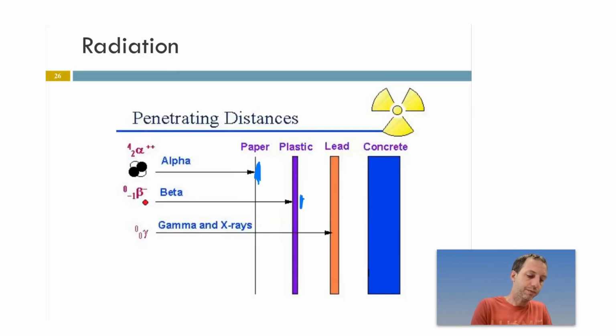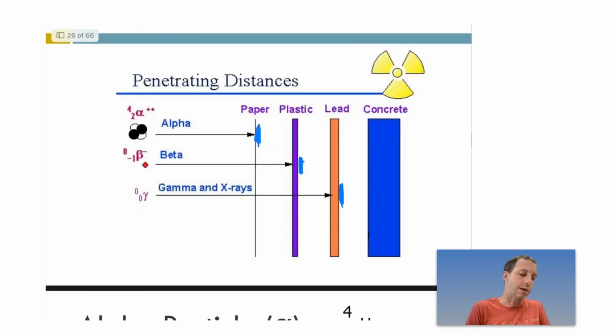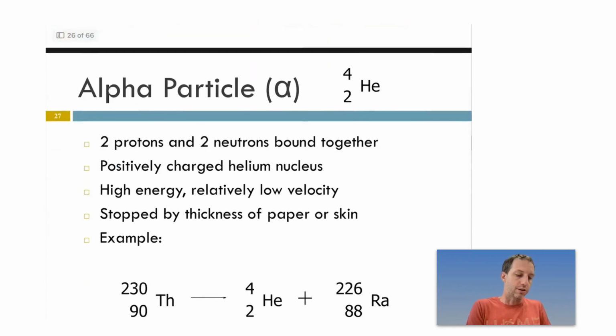It's going to take something like plastic or aluminum to stop a beta particle, which has a little less ionizing energy but is harder to stop. And then finally, this gamma ray, you would need something like a sheet of lead, which is why when you take an X-ray, you need to put on that lead vest. Just like X-rays, gamma rays are part of the electromagnetic spectrum, and so a lead vest is necessary to stop those forms of radiation.